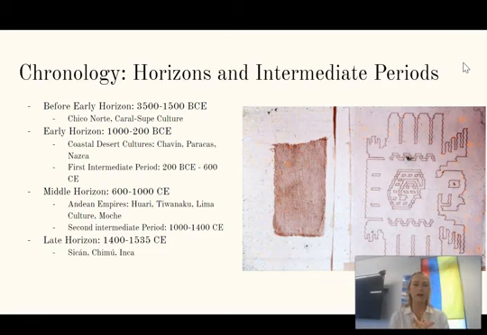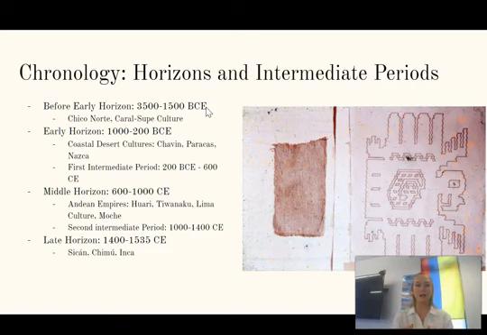So historians break up different approximate time periods, mainly based on radiocarbon dating of organic materials. We call this time period before the early horizon. We just call it before early horizon. Art historians and archaeologists have discovered that there are older cultures before the early horizon. So like what we discussed with the introduction to Mesoamerican art, this is a really dynamic field, and archaeologists and art historians are constantly finding new sites.